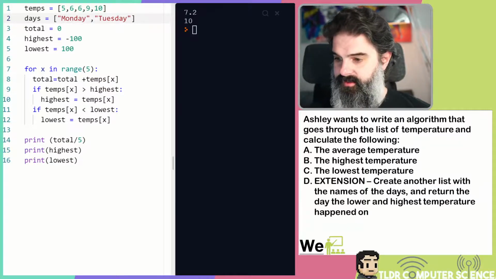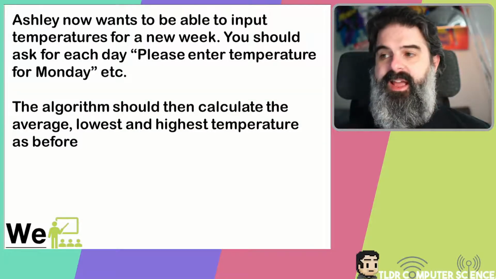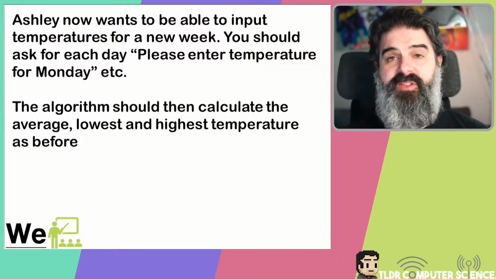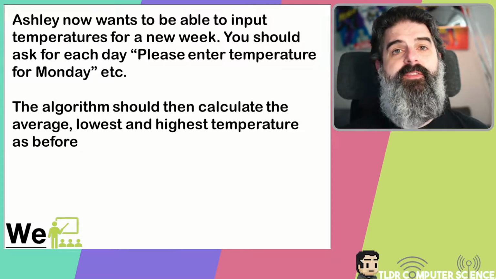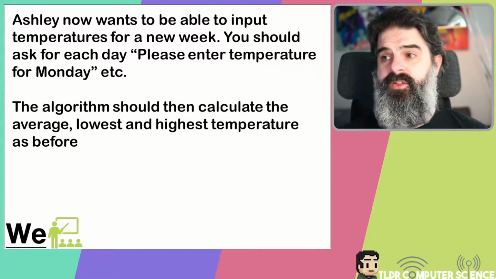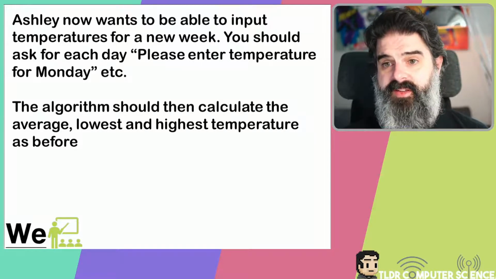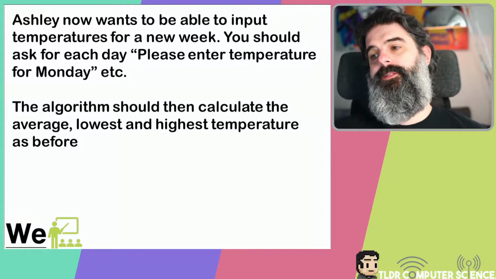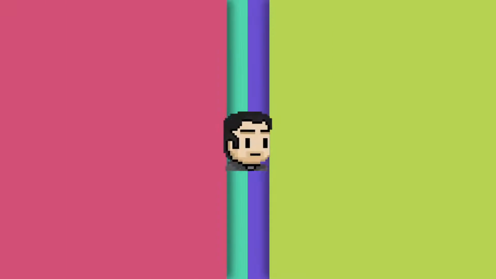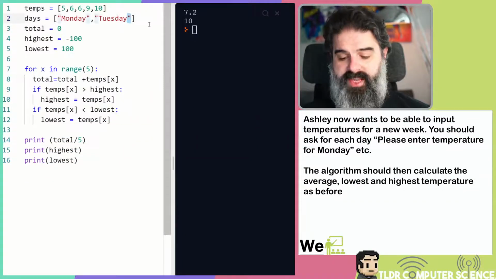Let's look at the next question. So the next question is this one. Ashley, so we're still in problem, now wants to be able to input temperatures for a new week. Where before you've inputted the temperatures, now it's saying you should ask for each day: please enter the temperature for Monday, Tuesday, Wednesday, Thursday, Friday. To achieve that, you're definitely going to need an array of all the calendar days.